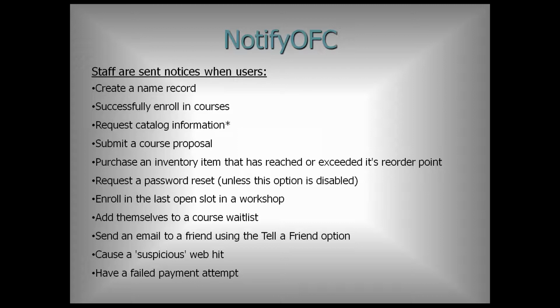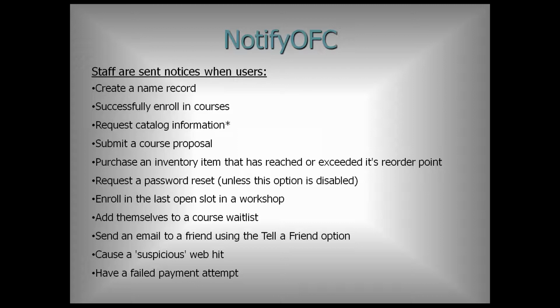Now, the reason I have an asterisk there is another INI setting called Marketer Email. If you have an email address in the Marketer Email field, then catalog requests will go to that person and not your Notify Office. So that gives you the ability to kind of break those down. You don't want to be spammed and flooded with emails, so if you can divvy those out to the right people, that can cut down on that.